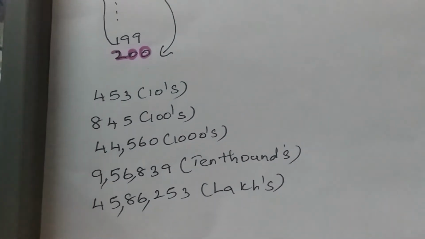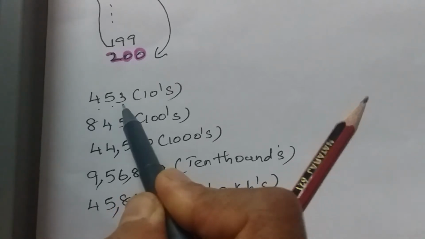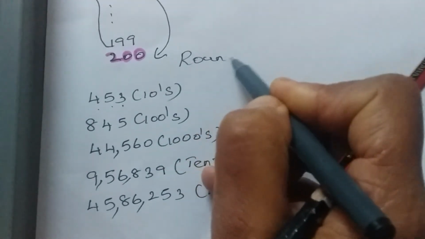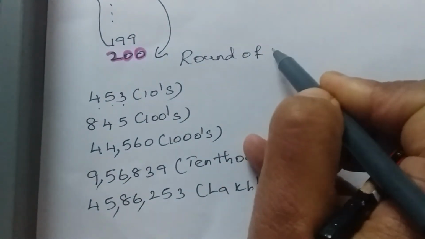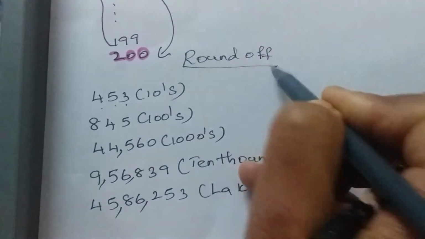Now, before we go into the exercise, let's see some examples of how to estimate. For example, you are given a number 453. Estimation and rounding off are both the same. Round off the numbers or estimate the numbers, the meaning is the same.